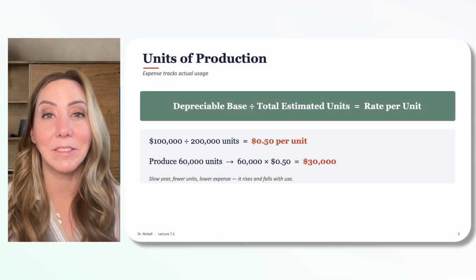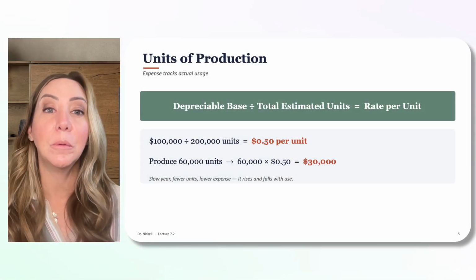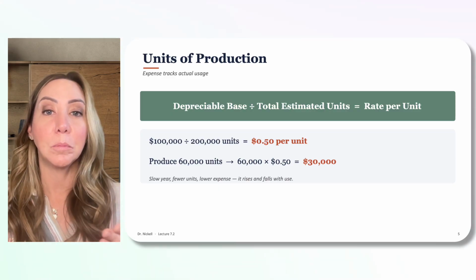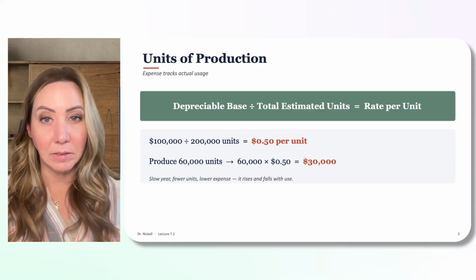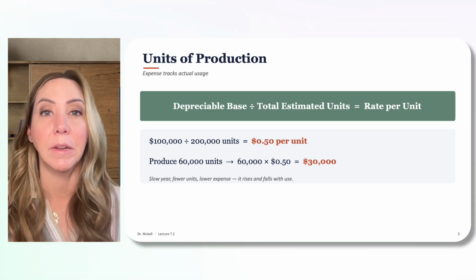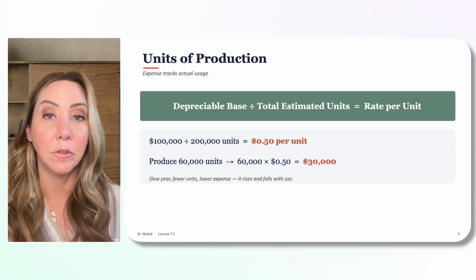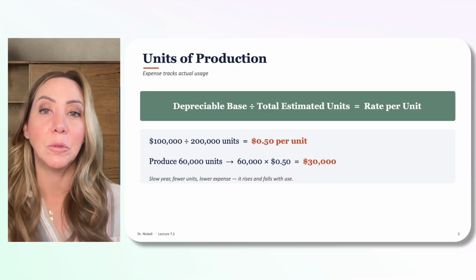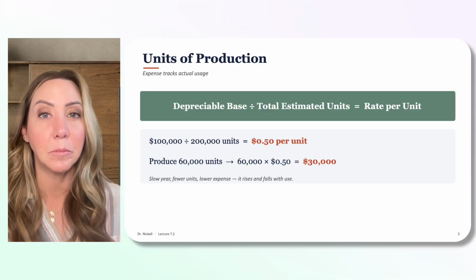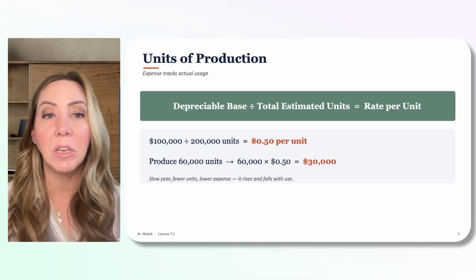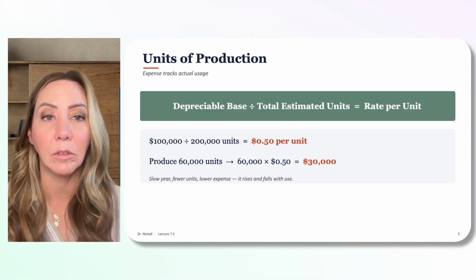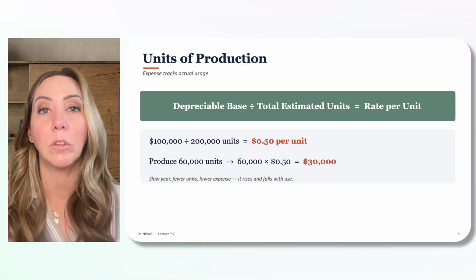The third method ties depreciation to actual use. With units of production, we compute a rate of depreciation per unit. So depreciable base divided by total estimated units. Say our machine is expected to produce 200,000 units over its life. That's $100,000 divided by 200,000 units, or 50 cents of depreciation per unit. And notice we did subtract the residual value. If the machine produces 60,000 units this year, depreciation will be 60,000 times 50 cents, or $30,000.